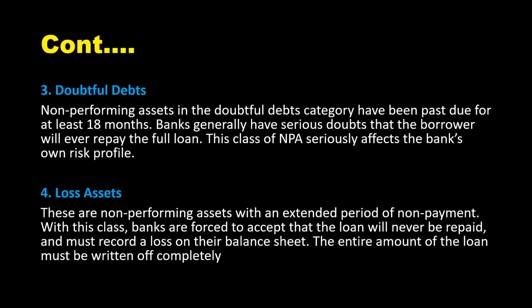Now doubtful debts. Doubtful debts means a non-performing asset which is due for almost 3 years. Actually here it is mentioned 18 months, but it is 3 years. And loss asset means it is more than 3 years. If any amount is due for more than 3 years, for that we call it a loss asset. For this loss asset you can also say it is bad debts. Doubtful debts, you know the meaning.